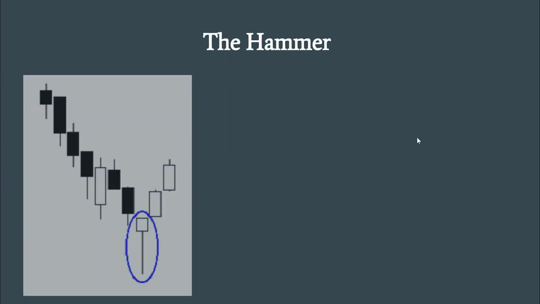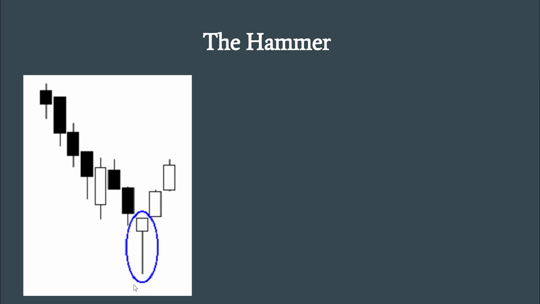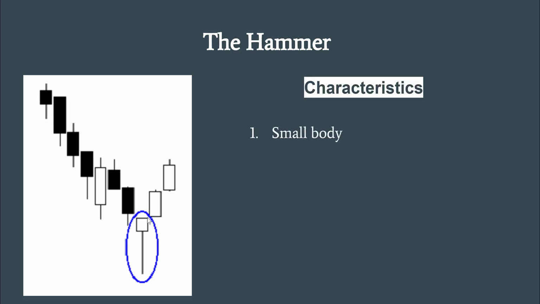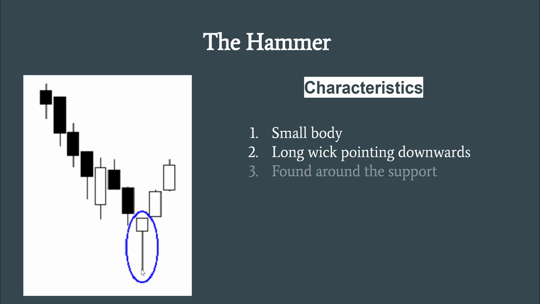So let's get started with the hammer. If you look at this picture, this is exactly how the hammer shape looks like. Okay, so just like your physical hammer. Let's look at some characteristics. Number 1, for it to be identified as a hammer, it has to have a small body. All right, the body has to be small. Then number 2, it must have a long wick like this pointing downward.